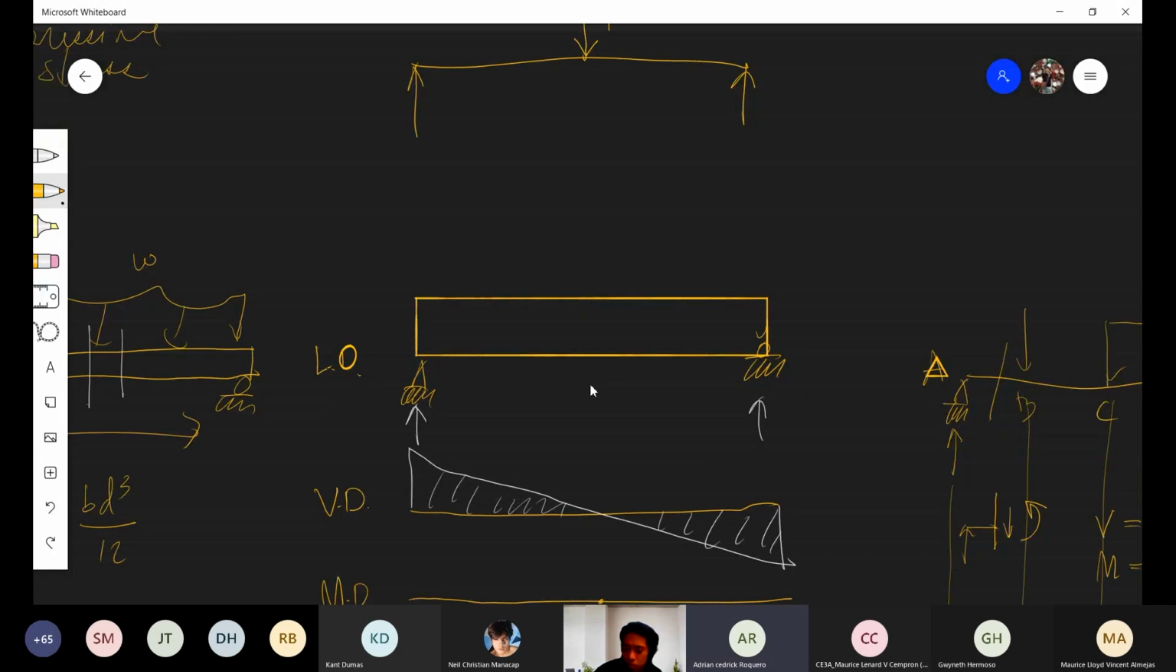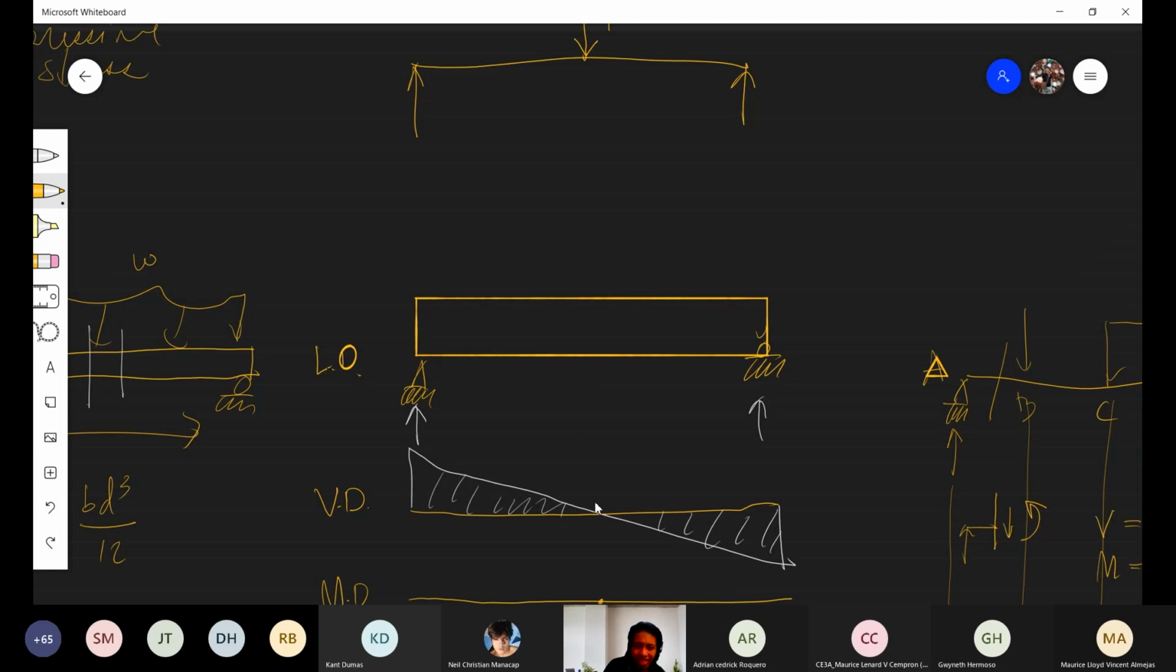Sir, the section that receives the highest shear force. Very good. So the section with the maximum shear force is the most vulnerable section in terms of shear failure.